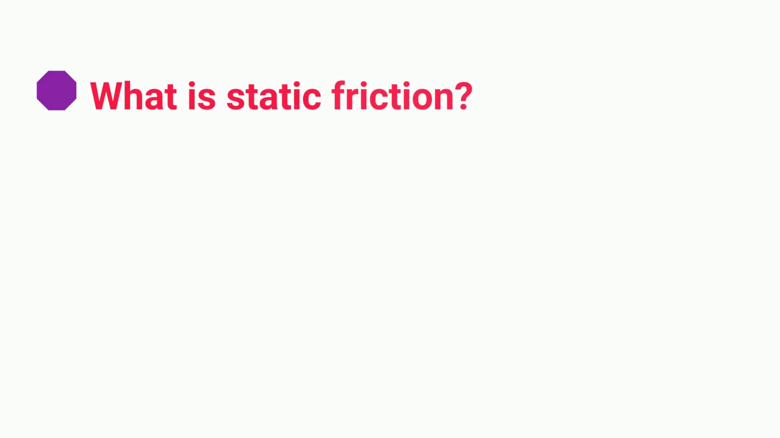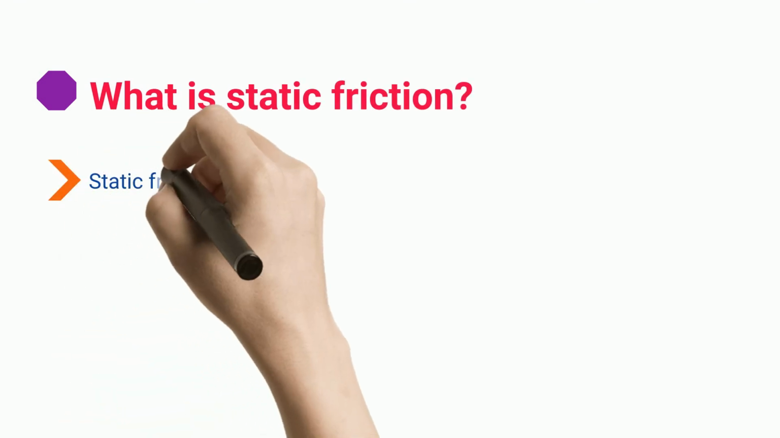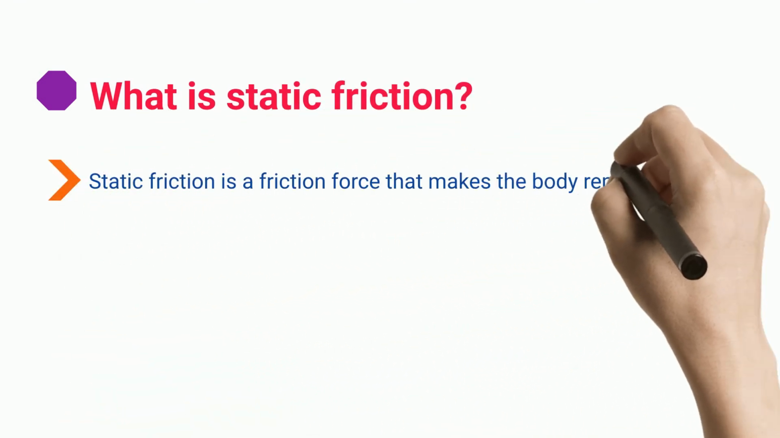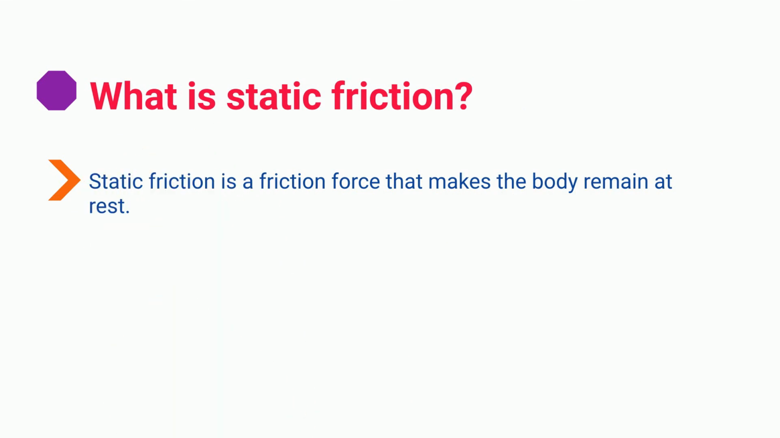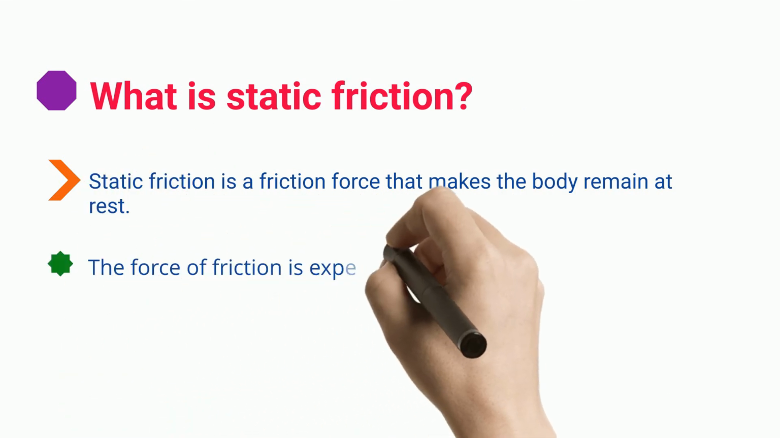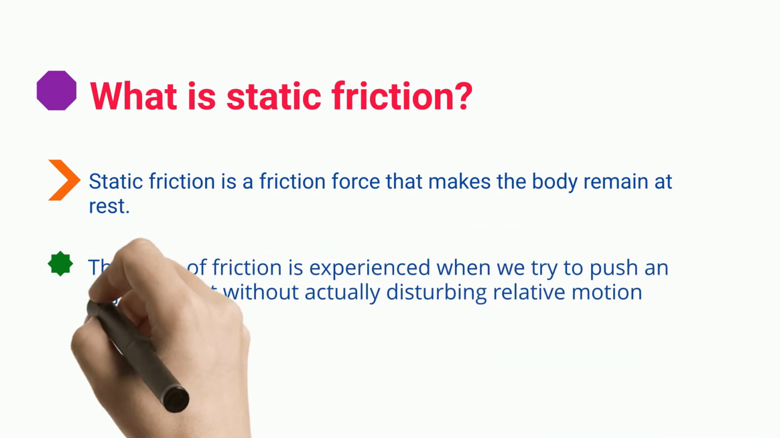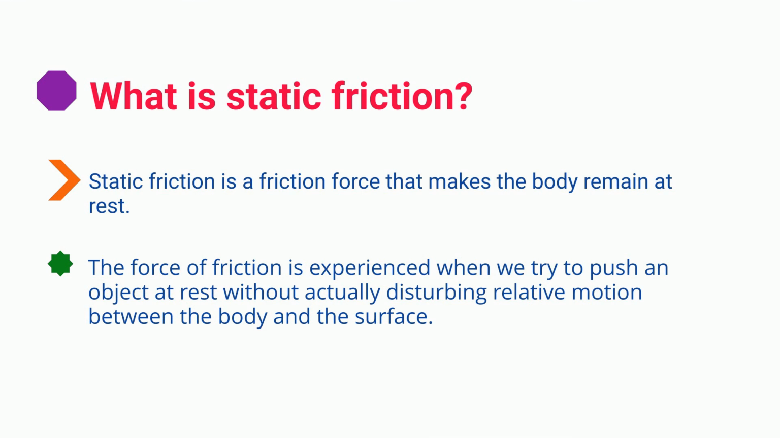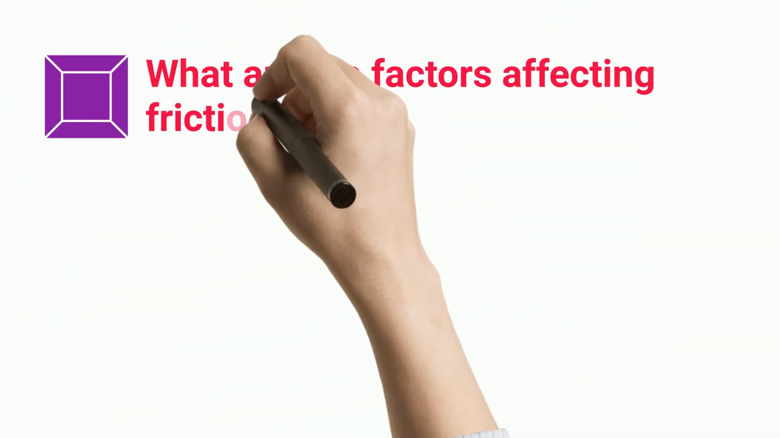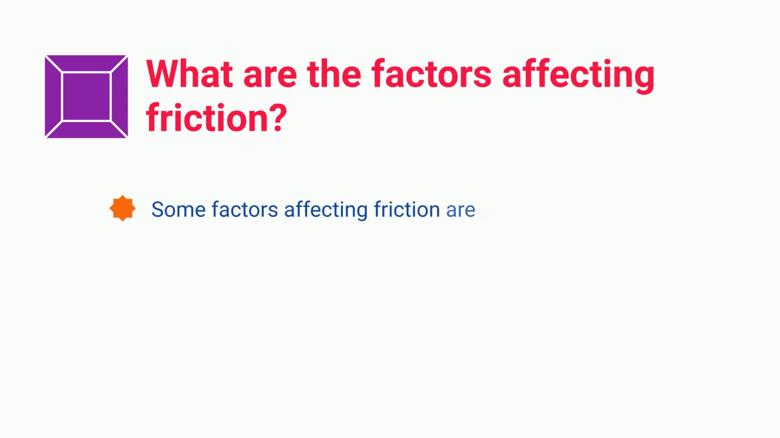What is static friction? Static friction is a friction force that makes the body remain at rest. The force of friction is experienced when we try to push an object at rest without actually disturbing relative motion between the body and the surface. What are the factors affecting friction?